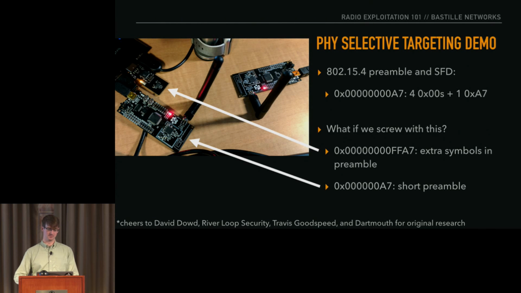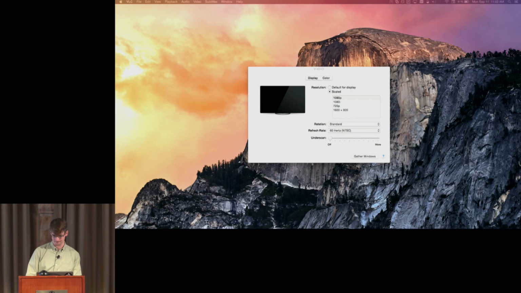And then I'm going to deform that header by first inserting an extra symbol into the preamble. And you'll see that that will target 1 receiver. And then after I demonstrate that, I'm going to target the other receiver by taking two symbols out of the preamble. And you'll see what happens.